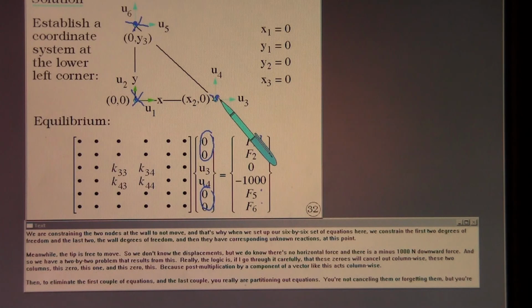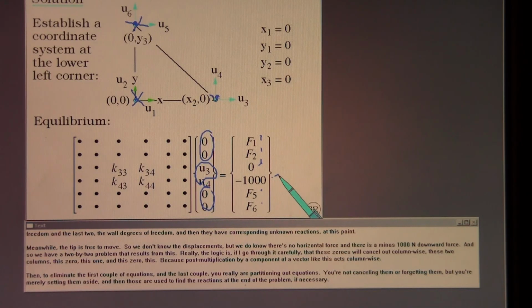Meanwhile, the tip is free to move. So we don't know the displacements, but we do know there's no horizontal force, and there is a minus 1,000 Newton downward force. And so we have a 2x2 problem that results from this.